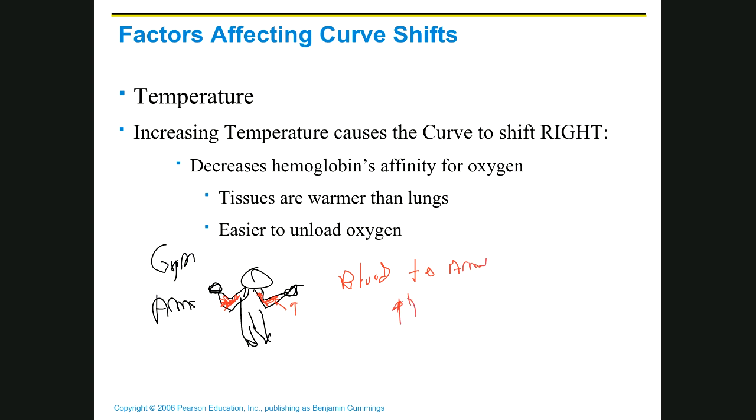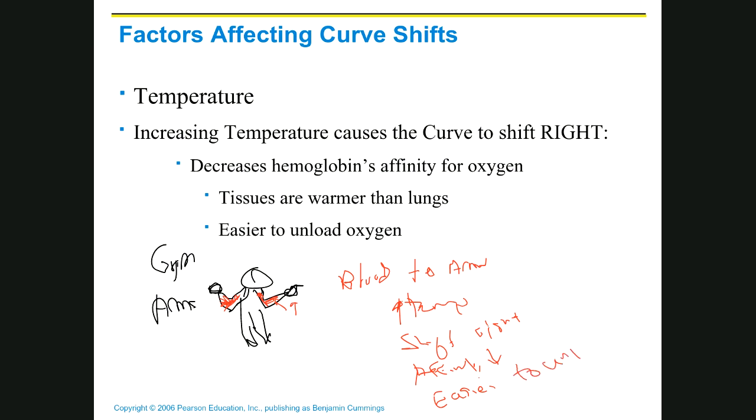And if we increase the temperature, which way does the curve shift? It shifts to the right. And what happens if you shift the curve to the right? What happens to affinity? Affinity goes which way? Affinity goes down. And if affinity goes down, what does it make it easier to do? Makes it easier to unload.